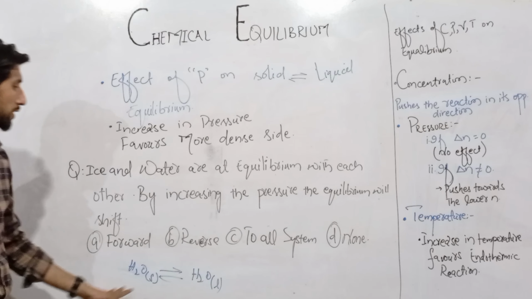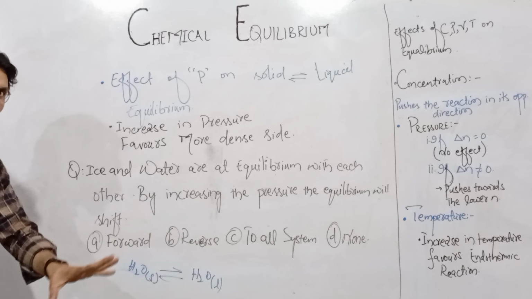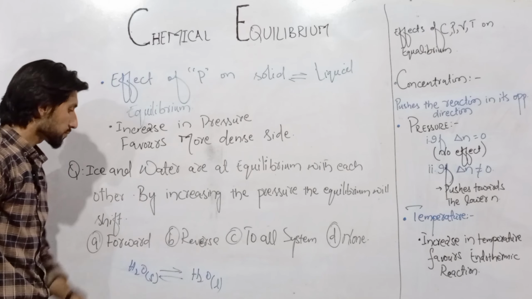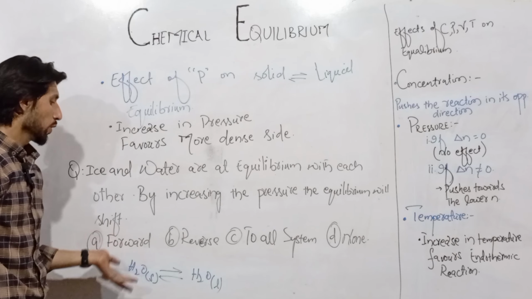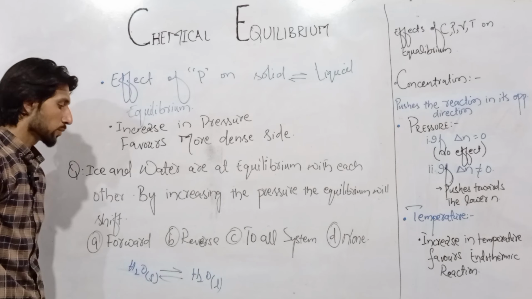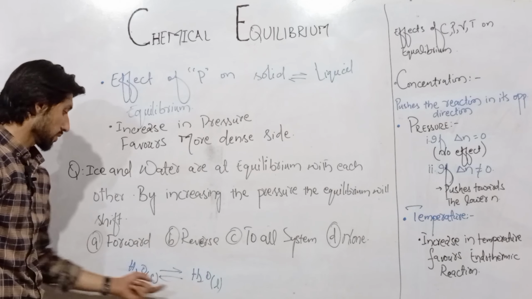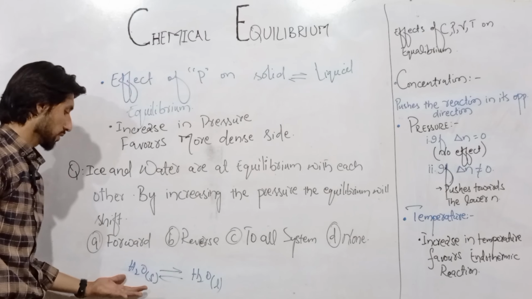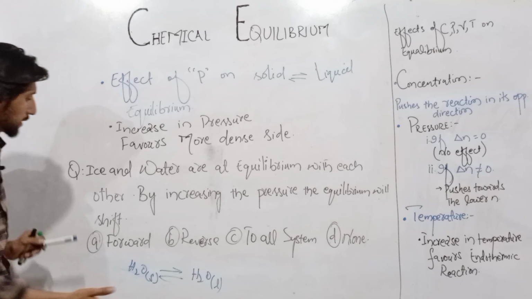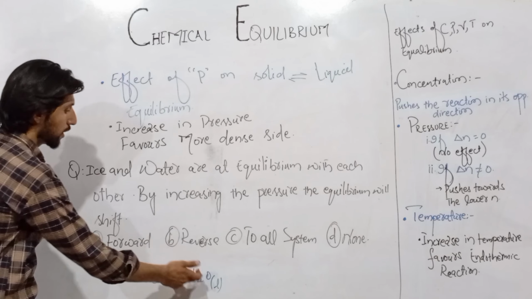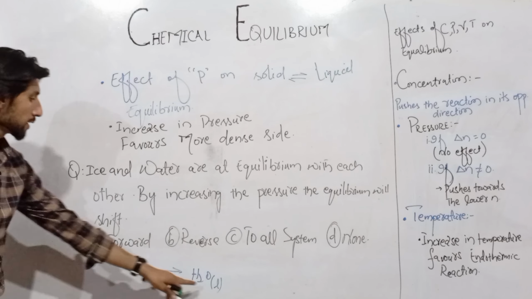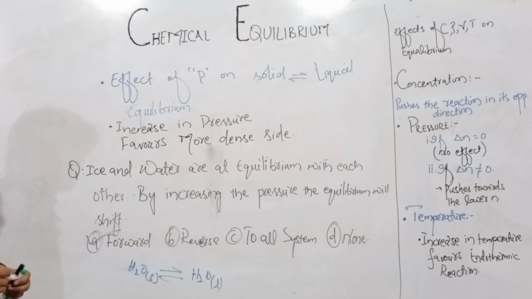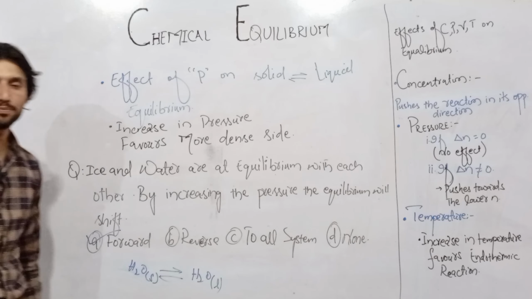If I increase the pressure here in this case, we know that solid ice is less dense than liquid water. So an increase in pressure will favor formation of liquid water, because it is 9% denser than solid ice, because of, as we know, the hexagonal formation of those crystals. What will happen is the reaction will go in the forward direction, because an increase in pressure favors the more dense side, and here liquid water is denser than the solid ice. So the reaction will go in the forward direction.